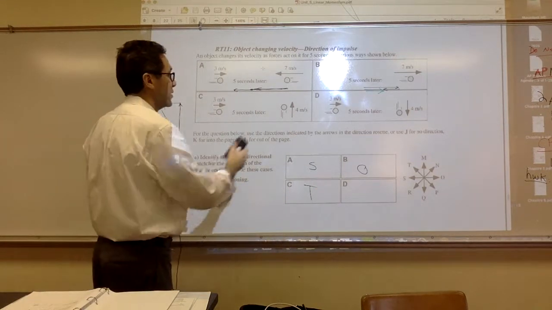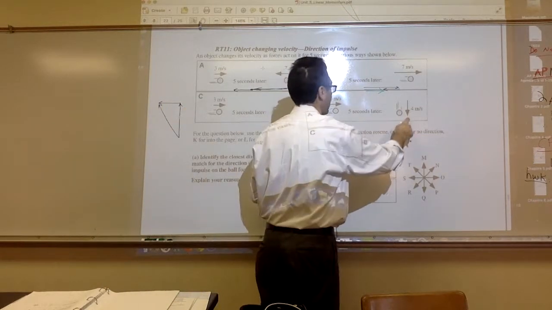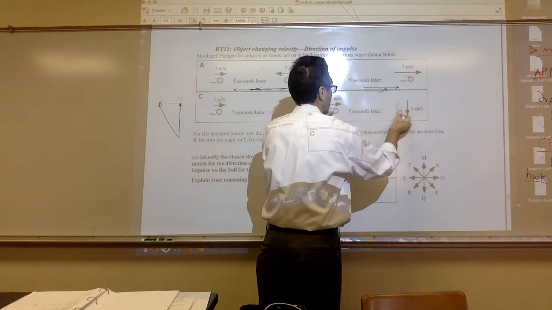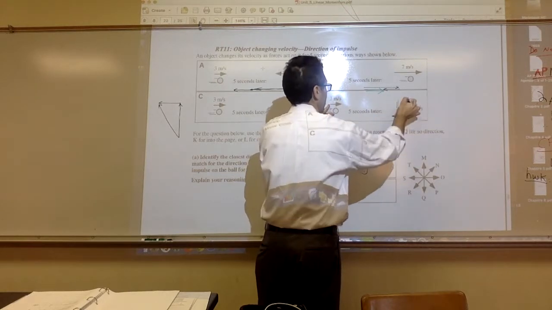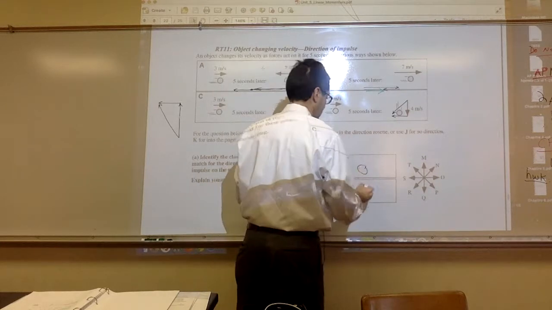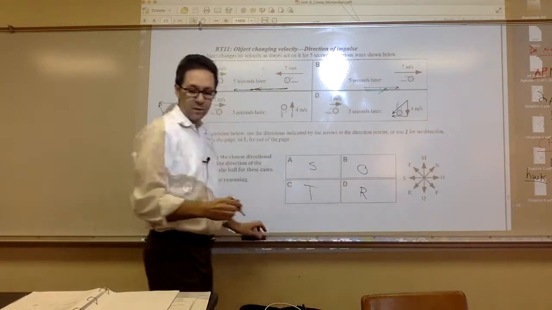This one here, you're going down. You're going to do the opposite of the initial momentum, which should be to the left. So your final momentum, the impulse, is in the R direction.